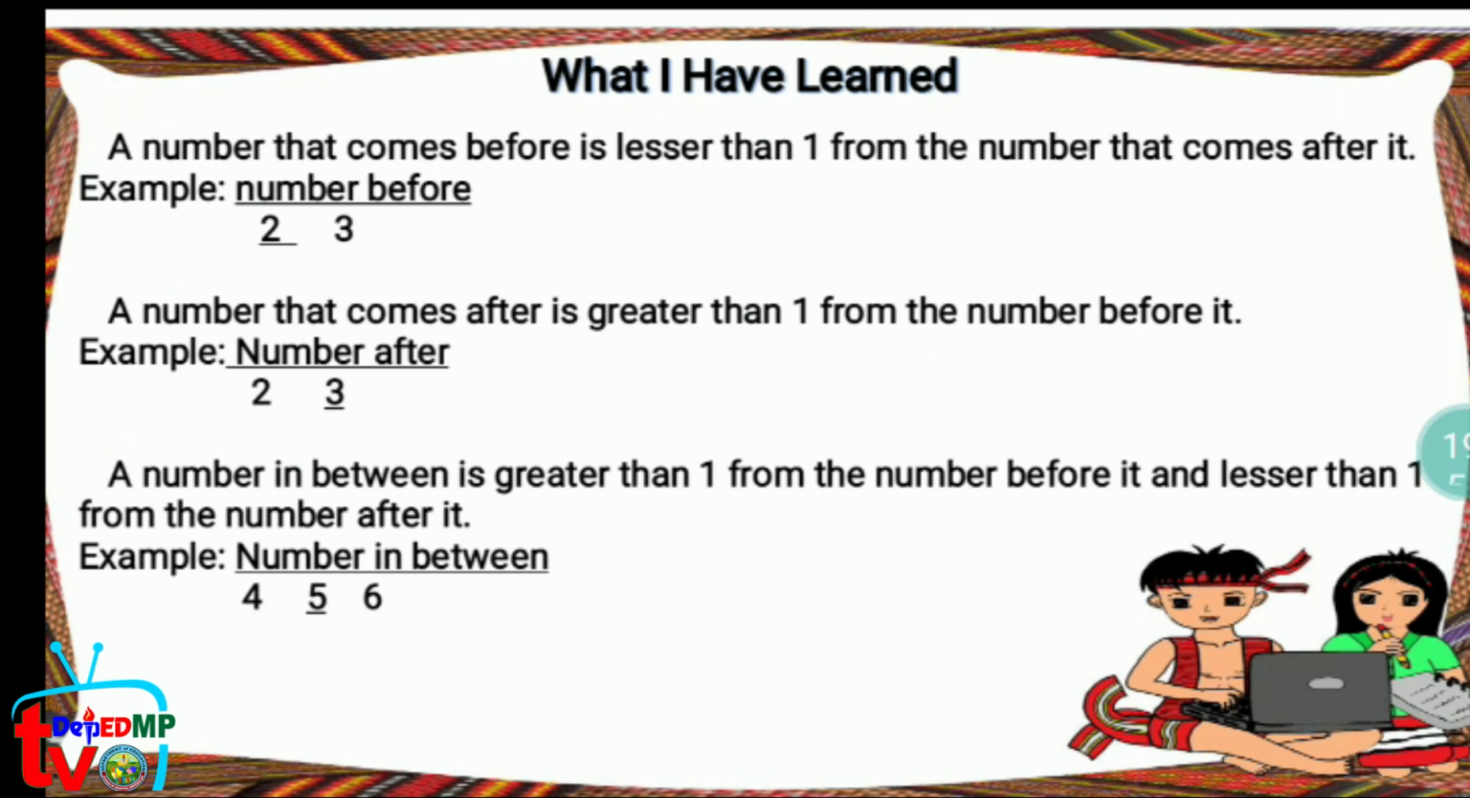What I have learned. A number that comes before is lesser than 1 from the number that comes after it. Example, 2 comes before 3. A number that comes after is greater than 1 from the number before it. Example, 3 comes after 2.